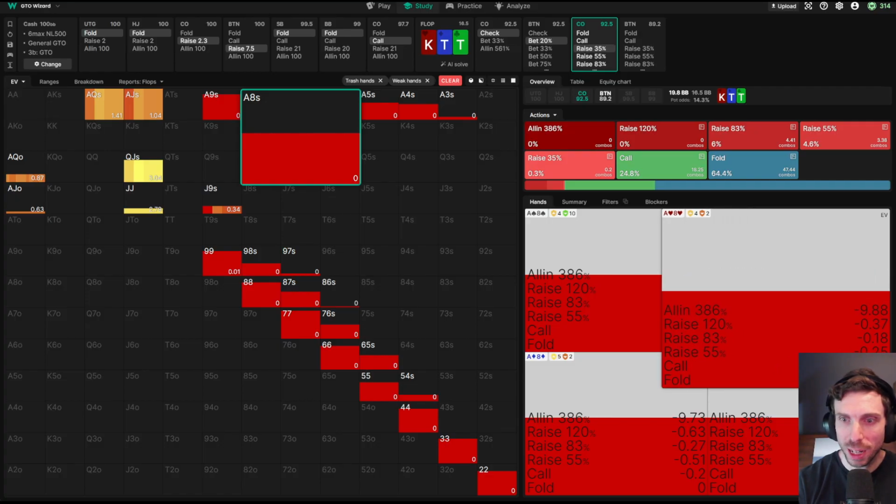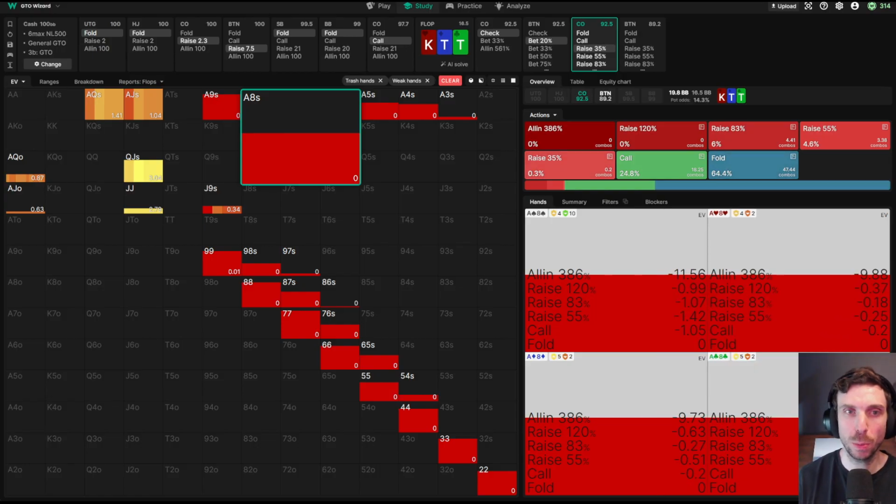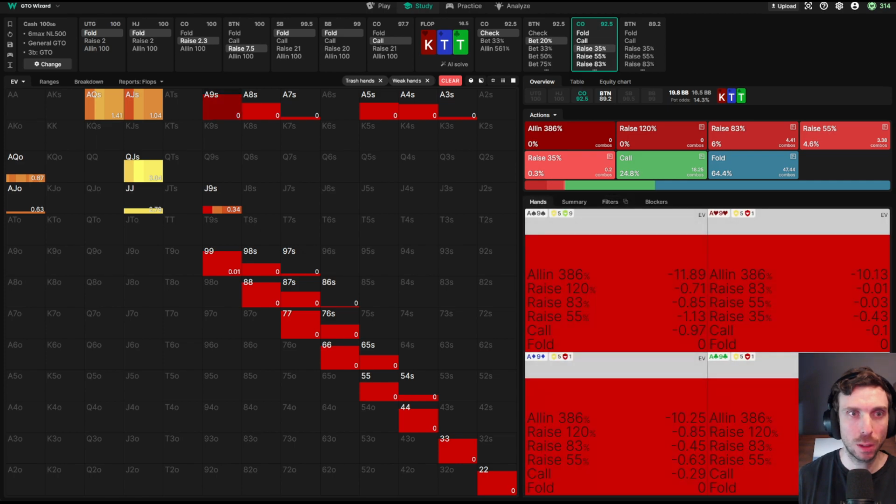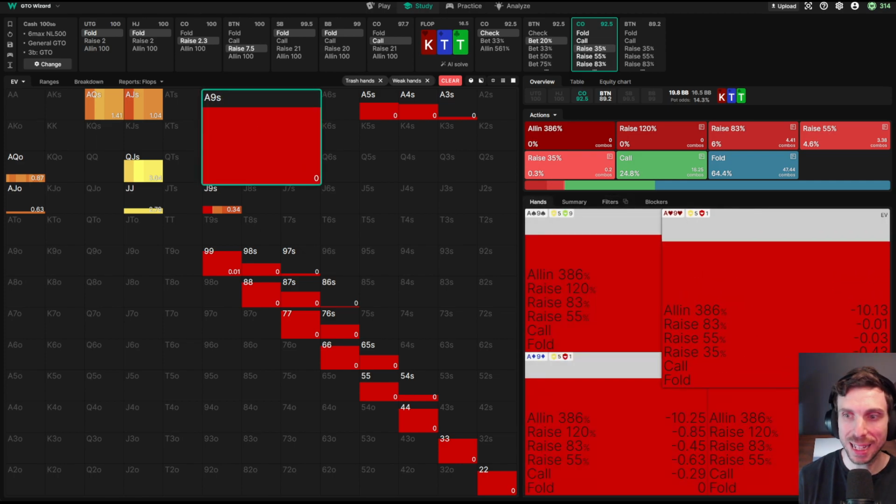If you look at raise 83, which is the sizing that the solver prefers, you can see it's a 0.18 EV loss. Whereas if I use something like raise 55, it's a bigger EV loss. So if we're going to raise this hand, the solver wants to raise a bigger sizing, or use something like ace 9 of hearts. Ace 9 of hearts does a better job of blocking the strong hands with the 9 of hearts. So 9-10 of hearts is going to be a common combo here.